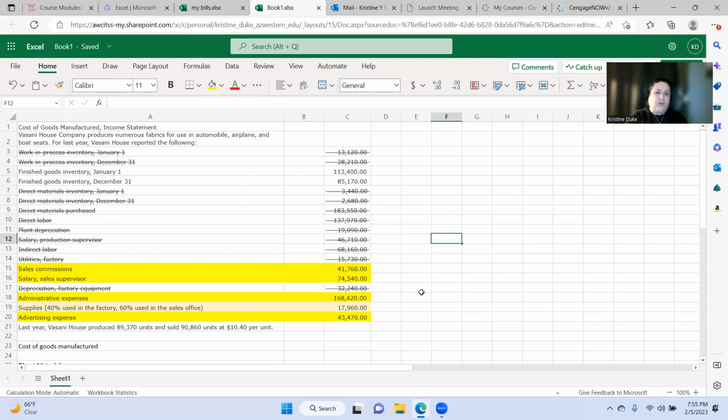I've got my finished goods, beginning and ending inventory. So what I'm going to do is take my finished goods beginning inventory, add it to my cost of goods manufactured and minus my ending inventory. Then I'm going to take all of these colored items, descriptions with amounts, and put those into my income statement. So that is how I'm going to roll.